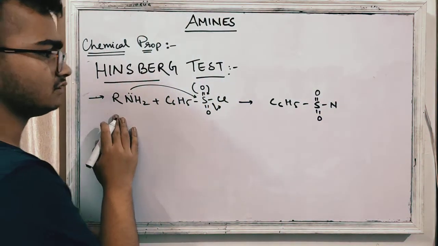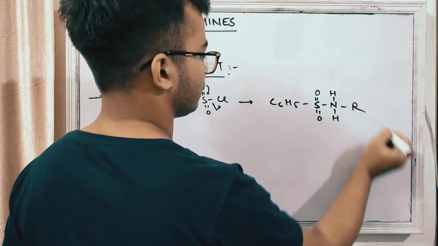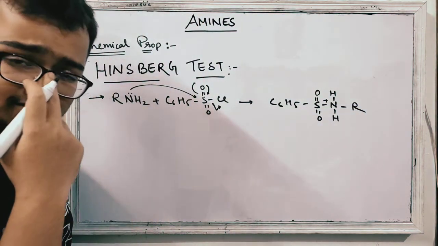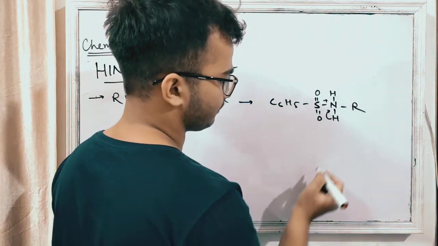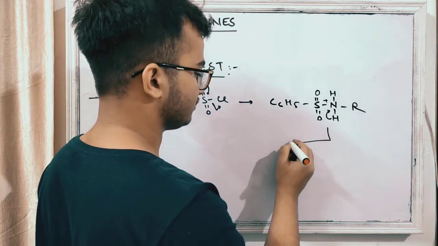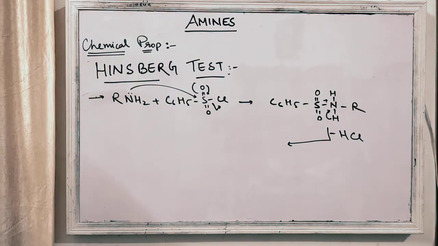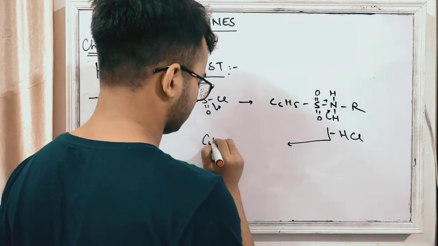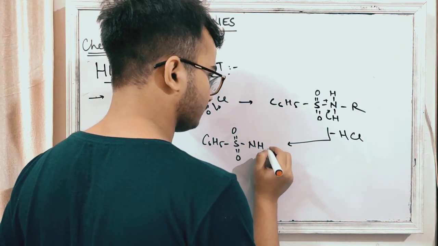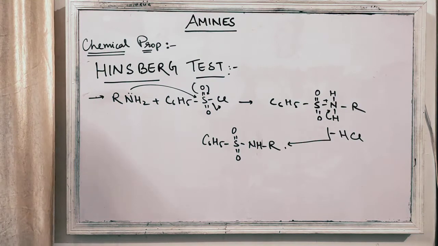N, and next this R group is coming, H, and this R group is coming. Now if you can see here, nitrogen is forming 4 bonds, so naturally a plus charge is being generated. So what happens, this hydrogen is giving the charge and it is escaping with this Cl minus. So what we are getting at last is this HCl coming out. So what we are getting here is C6H5, S double bond O, NHR. Clear?